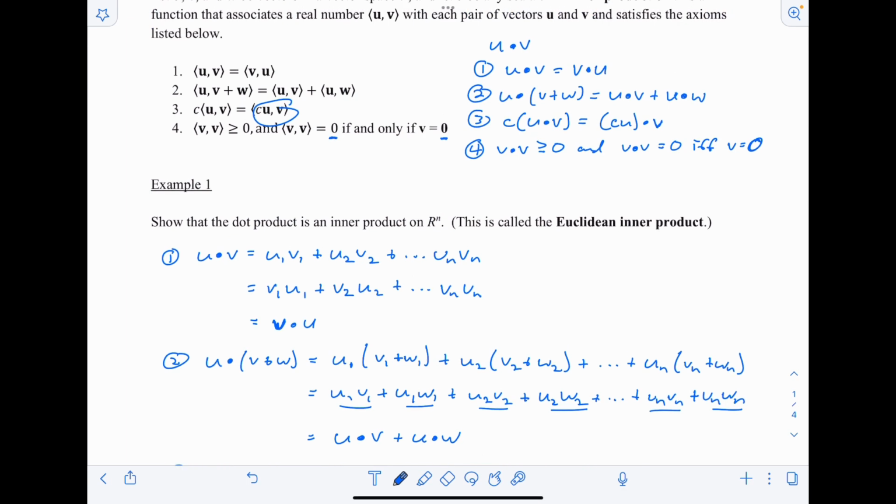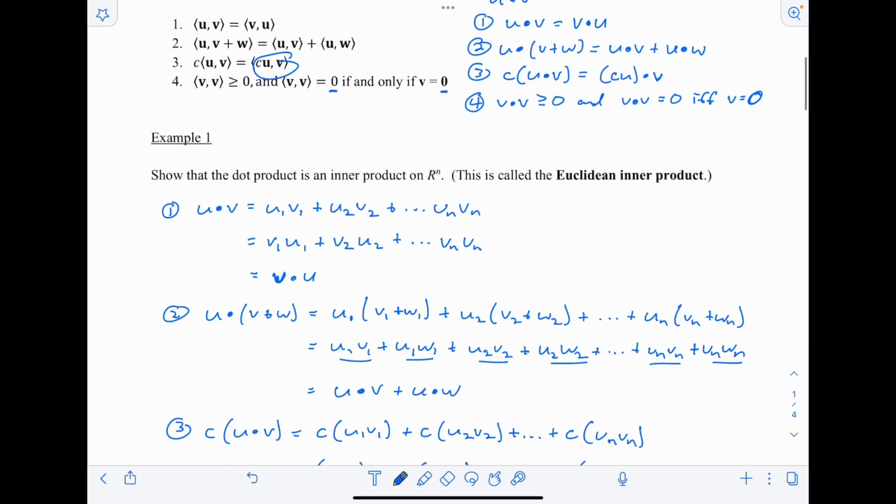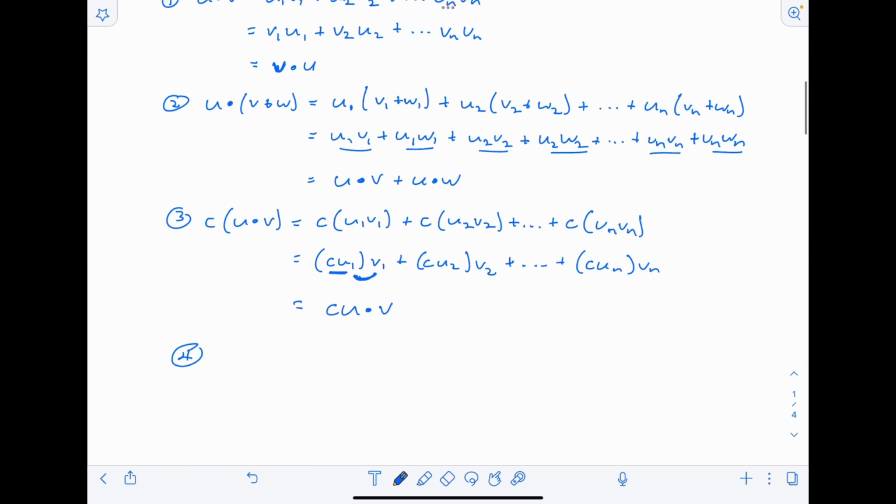And then finally, number 4 says that if I take the dot product of the same vector with itself, it's always going to be greater than or equal to 0. So let's take the dot product of v and v. That's going to give me v1 times v1 plus v2 times v2 up to vn times vn. Well, v1 times v1 is just v1 squared, v2 times itself is v2 squared, up to vn squared. Obviously when we square a number, it always comes out positive. So the smallest any of these single terms could be is 0. Therefore, this has to be greater than or equal to 0.